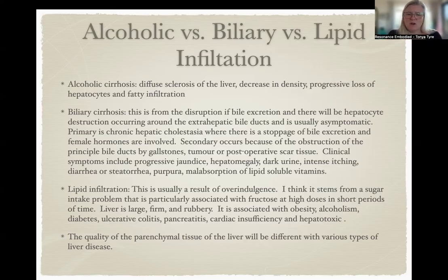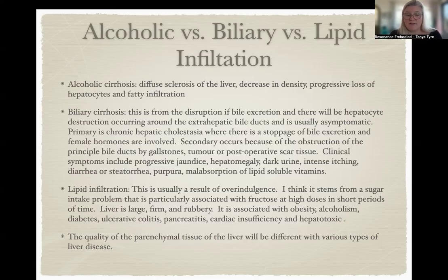We see it more often with obesity, but I see it in thin people as well. People come into my office with their scans and they have fatty liver and they're very thin. Alcoholism, diabetes, ulcerative colitis, pancreatitis, cardiac insufficiency, hepatotoxicity: all of these are situations where you might see a lot of lipid infiltration of the liver.